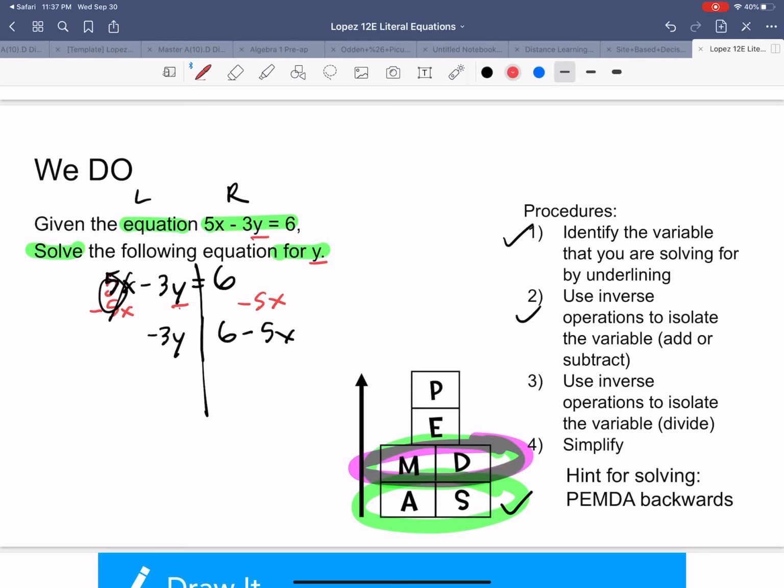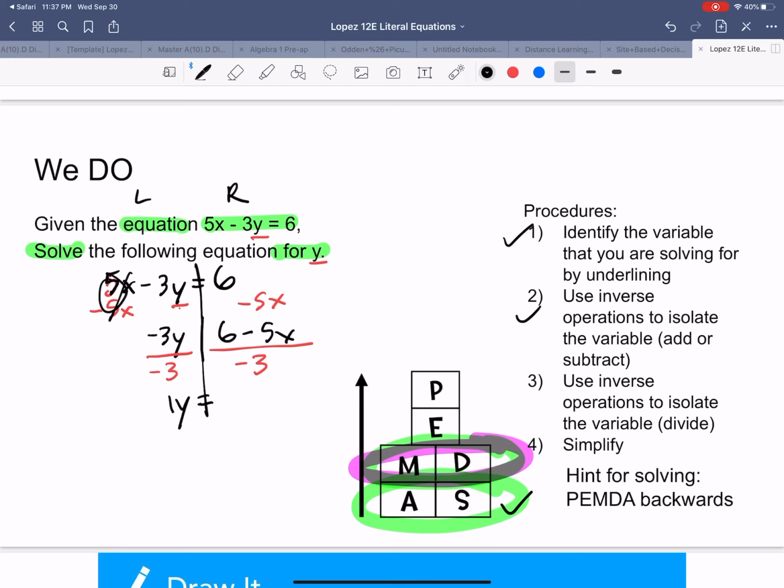So go back and look at your problem. This says negative 3 times y. Since it's multiplying, we will need to divide. And we're going to divide everything by negative 3. Negative 3 divided by 3 gives us 1y, because anything divided by itself will give you 1.